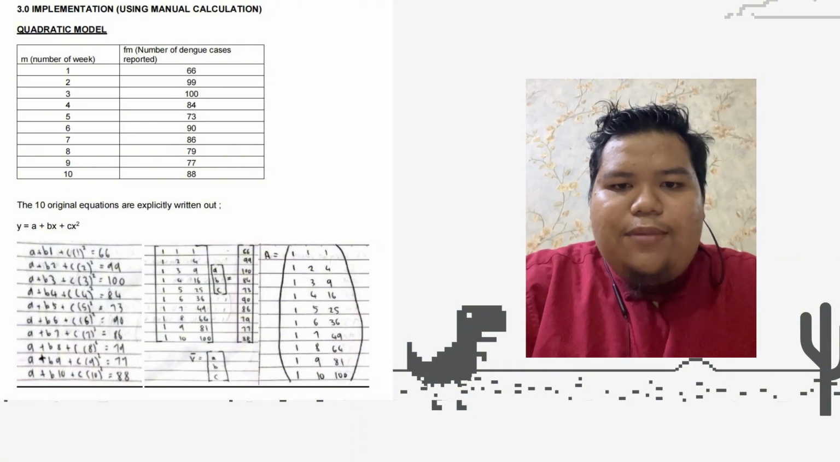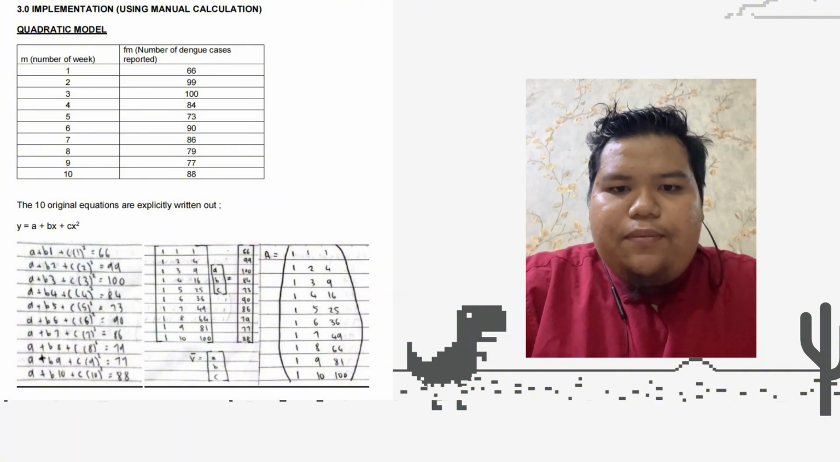The first column is all 1. This is because A is constant. The second column is M, the week number, 1, 2, 3 until 10. The third column is M to the power of 2, the week number squared, 1, 4, 9 until 100. This matrix A and the vector B are essential input for the normal equation A to the power of T AX equal to A to the power of T B.